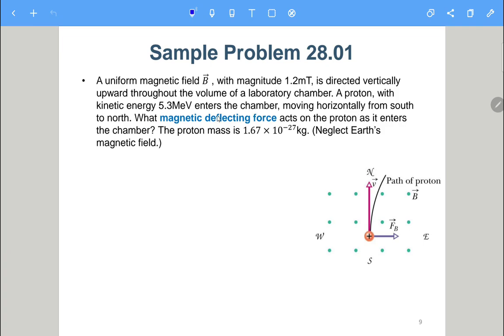What magnetic deflecting force acts on the proton as it enters the chamber? The proton mass is given here. Neglecting the Earth's magnetic field. Actually, the Earth's magnetic field is quite large, but we just ignore it here.